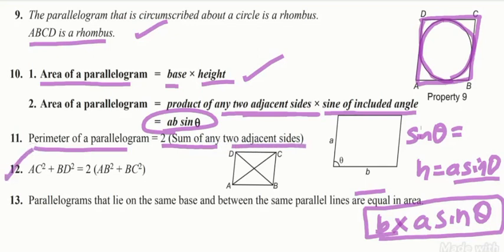Next one is very important. The relation between the sides and the diagonals. The sum of the squares of the diagonals is equal to 2 times the sum of the squares of any two adjacent sides. This is one diagonal, this is the other diagonal. AC square plus BD square is equal to 2 times of this side and this side, or this side and this side.